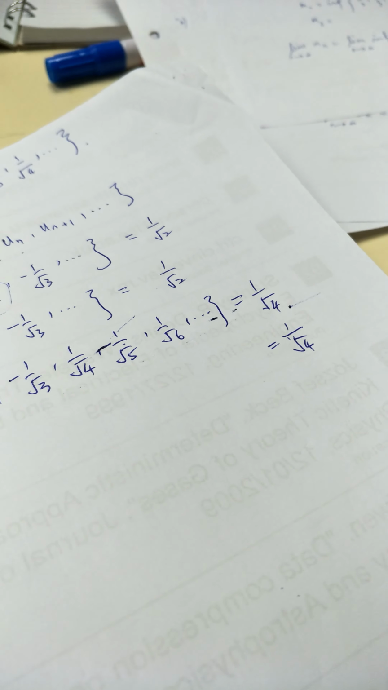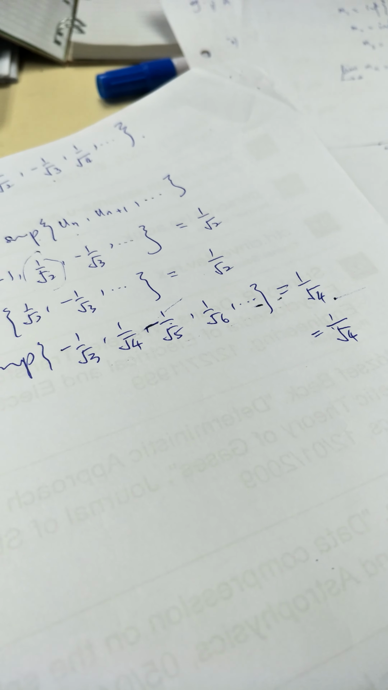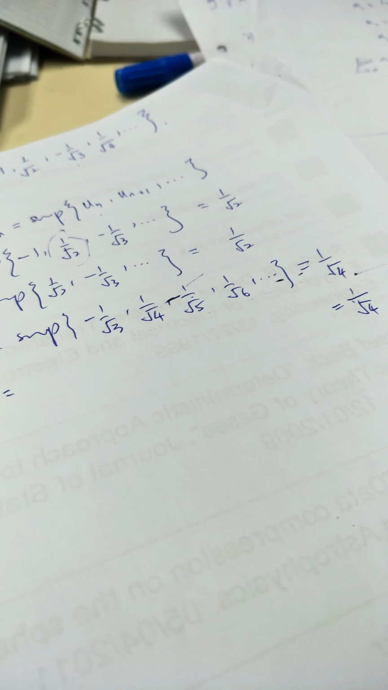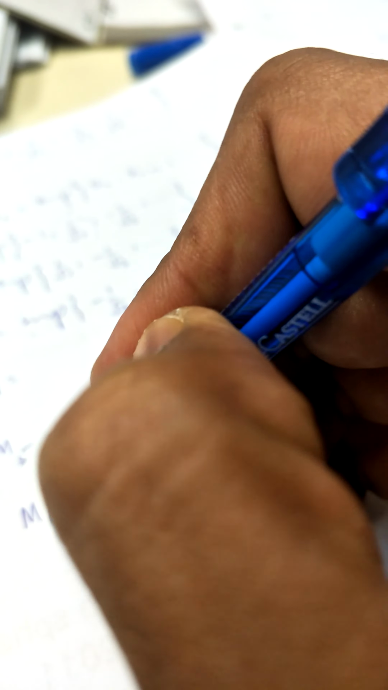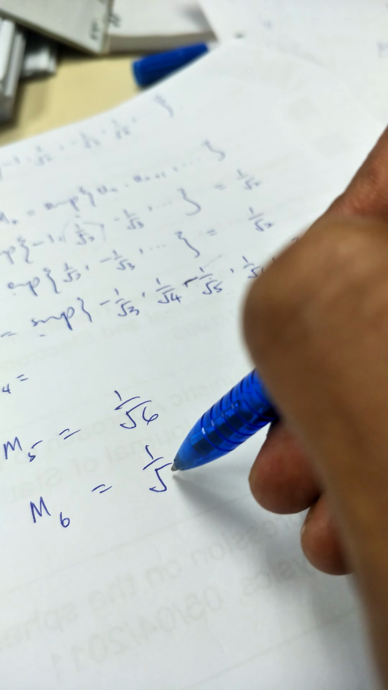Okay, and from there, we have 1 over M1, M2, M3, M4. Then next you can have 1 over... next M5 is 1 over sub 6, M6 is 1 over sub 6.